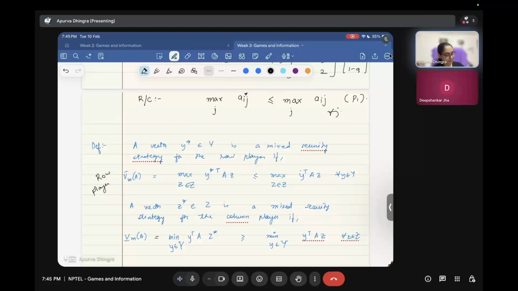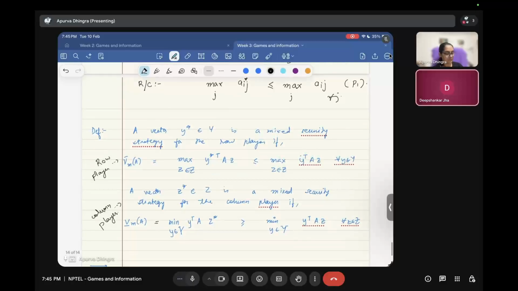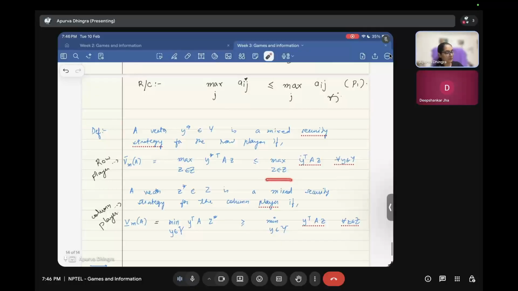This is row player, this is column player. And is this VM distinct, or can we have multiple of them based on probability distribution across the space? See, just like we did in the case of a normal matrix, we got one value. Once we have finalized on how to maximize over Z and what Y star to choose, this is fixed. This is also fixed. So this is going to give us one value at the end.